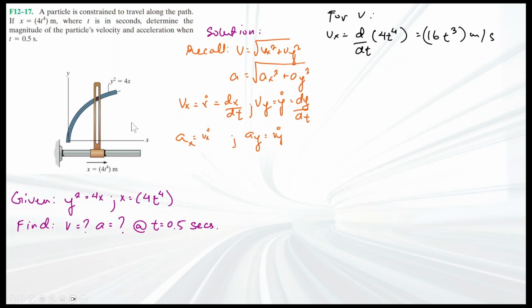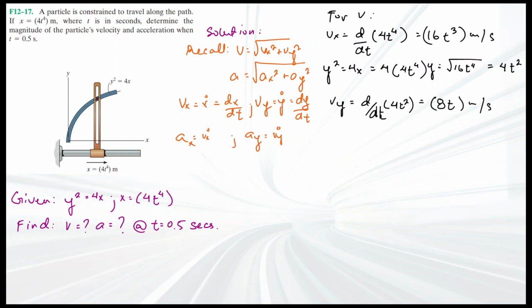And as for y, we have here y squared equals 4x, where our x is equal to 4t to the fourth. So we're going to express y in terms of time, t. Then all we have here will be the square root of 16t to the 4th, which will give us y equals 4t squared. So find the derivative of that. We will have 8t meters per second.